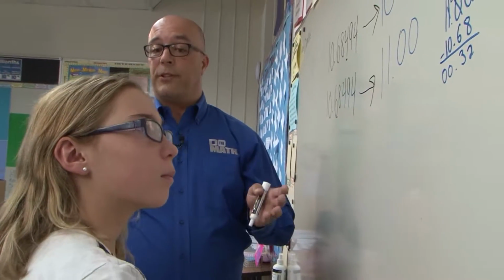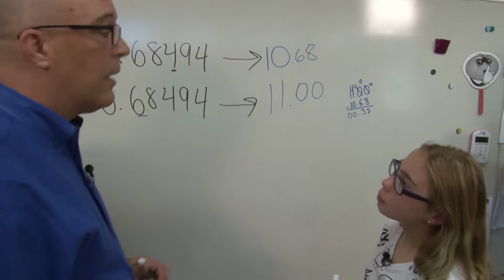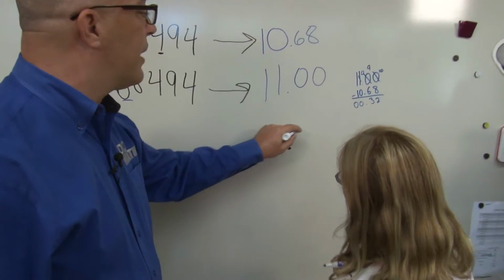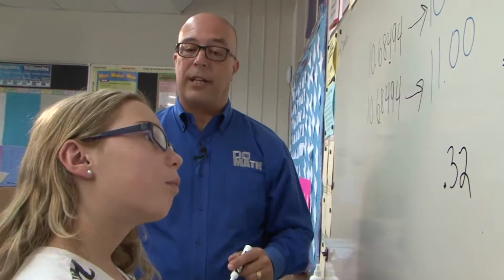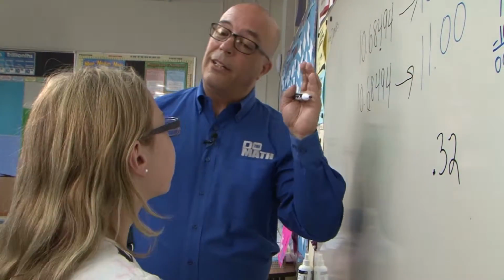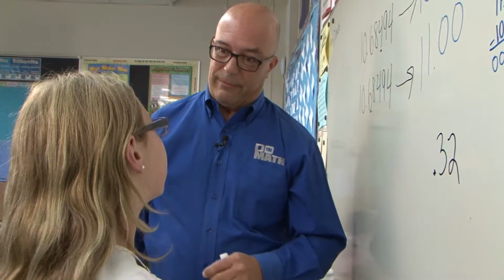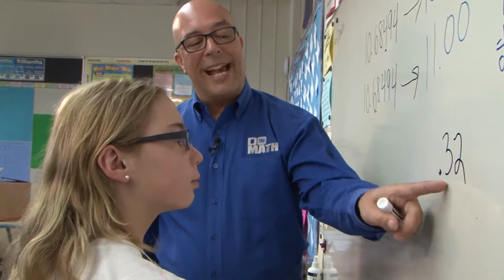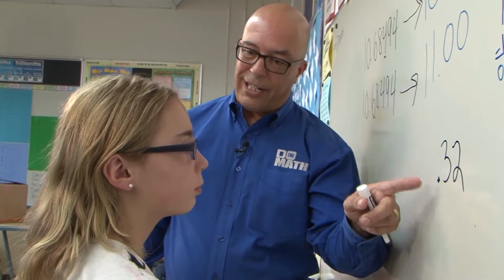So what is the difference between the 2 numbers? 0.32. 0.32. And how would you read that instead of saying 0.32? How else could you say that? 32 hundredths. Perfect, 32 hundredths. But what I'd like you to do now is another step. Are you ready? Mm-hmm. I would like you to represent that as a fraction in simplest form.